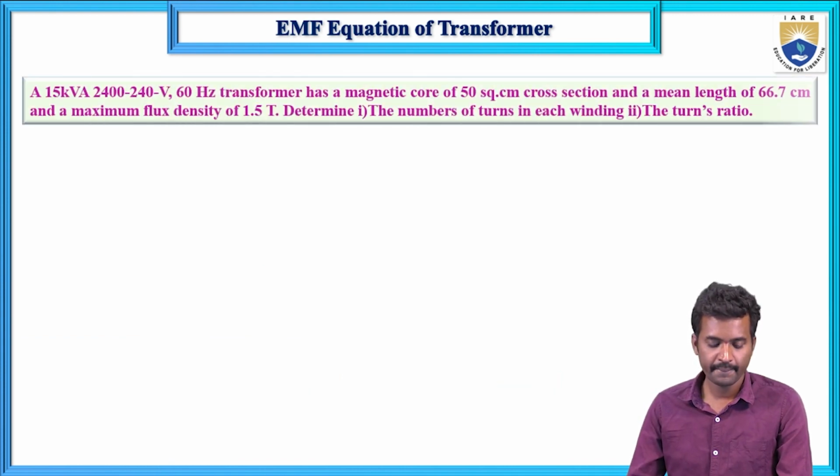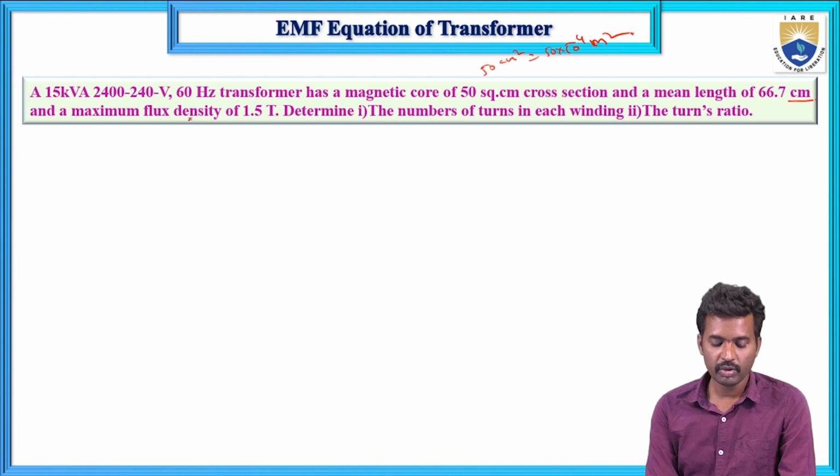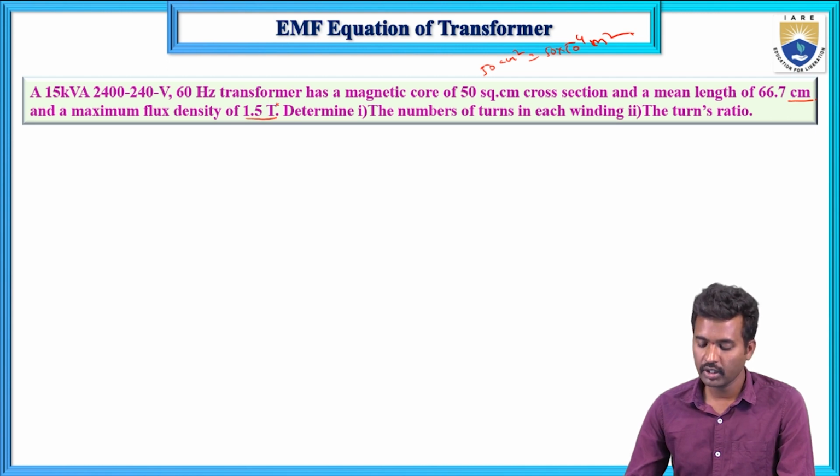Now next problem. A 15 kVA, 2400 by 240 volts, 60 Hz transformer has a magnetic core of 50 square centimeter cross section, that is 50 into 10 power minus 4 meter square, and a mean length of 66.7 centimeter, and maximum flux density is 1.5 Tesla. Determine the number of turns in each winding and the turns ratio.